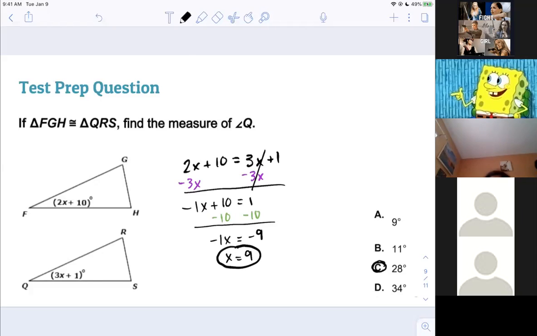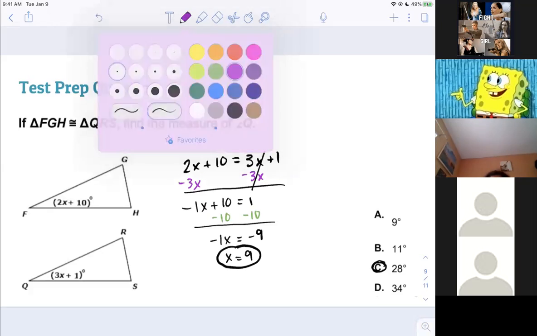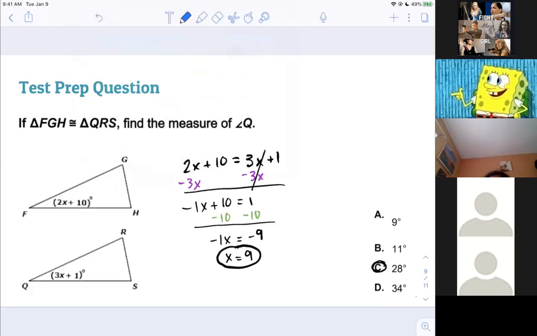Does it matter which one you plug it into, by the way? No, because they're congruent. Perfect. All right, so I'm going to plug it into this expression. So 3 times 9 plus 1, what does that give me? 28. Yeah, 3 times 9 is 27 plus 1, 28. So answer choice C was correct. Nice job. At least one person picked A, one person picked B, one person picked D, and the rest picked C.